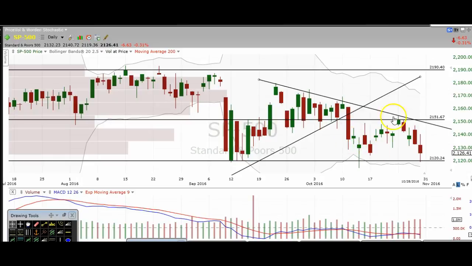We're just trading in a little box here. More than likely it's going to continue into next week. I believe the following week is going to really be the deciding factor, especially since we have earnings coming up. So basically, in short, pay attention to 2151 and 2120. Other than that, the rest is just noise.